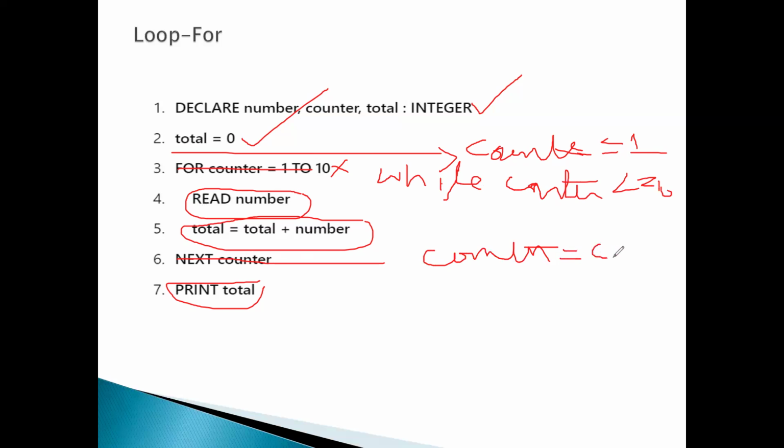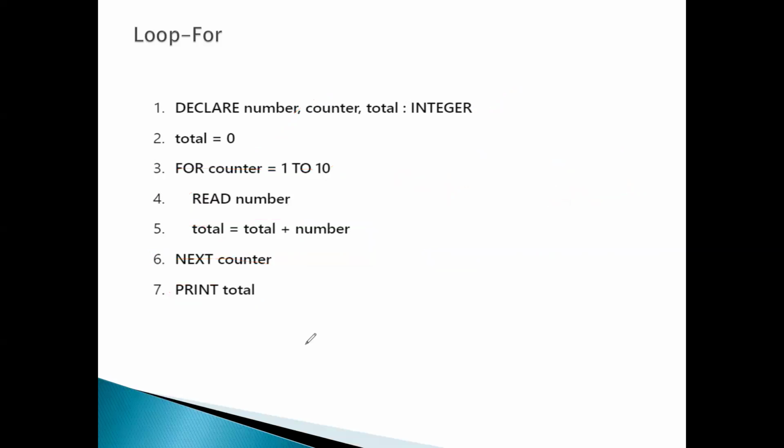You got the idea? Yes, Umar? This line remains the same. Read number, total number, no change. Print total, no change. Only line number 3 will change, and line number 6 will change. Line number 6 becomes counter equal to counter plus 1, and line number 3 will be converted into 2 lines: counter equal to 1, while. The order will remain the same, no change.